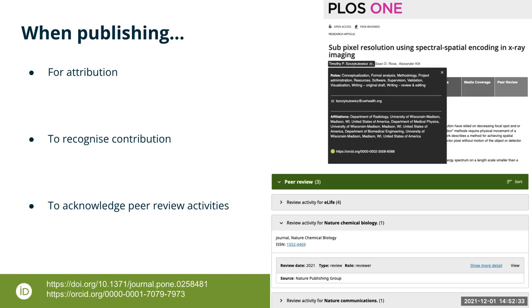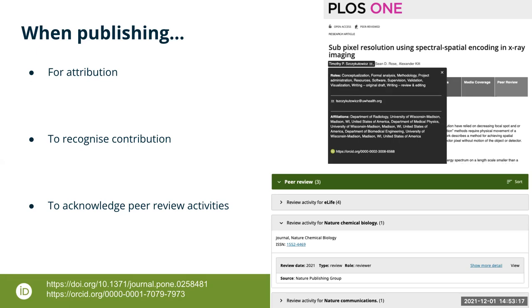So I'm recognizing that the person is who they are because of the ORCID ID. I can recognize different levels of contribution as well. I added here just from plus one, and we see the main person, the main author, and then we have the roles, what was that person's participation in the project, or in the article, and then we see the ORCID ID. And also to acknowledge peer review activities.